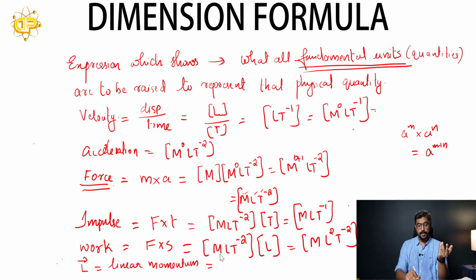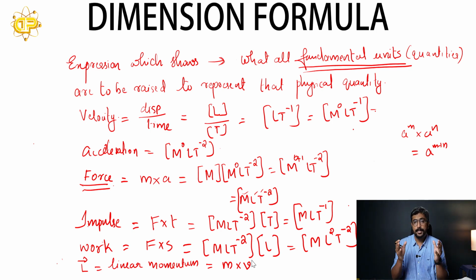Linear momentum is mass into velocity. You know what the dimensional formula of mass is? It is a fundamental quantity, so M. And what is velocity, V? You have seen that, and you just equate, and you will get the answer. Now, what do you mean by dimensional equation?